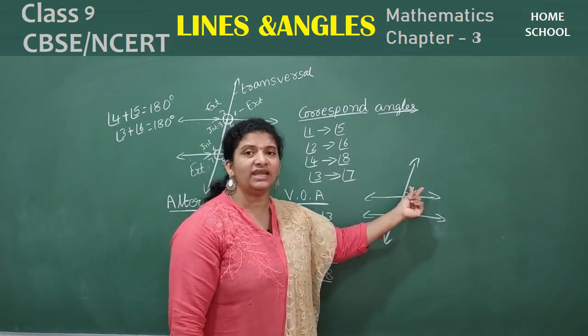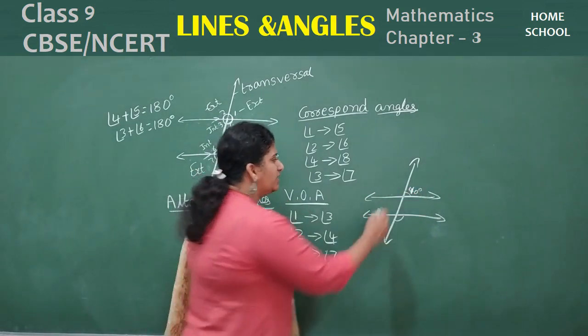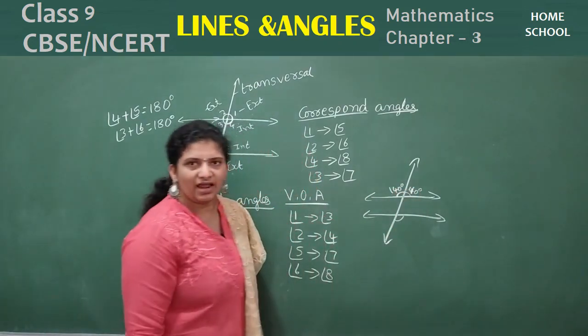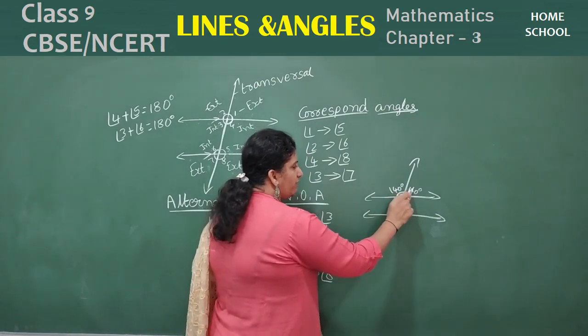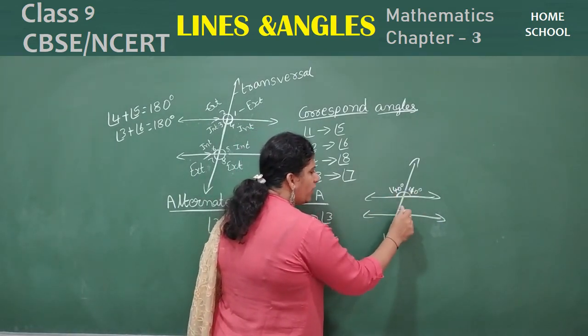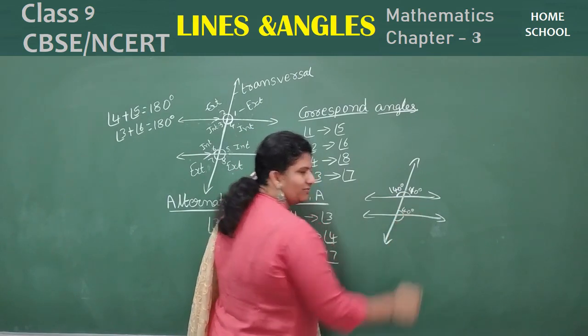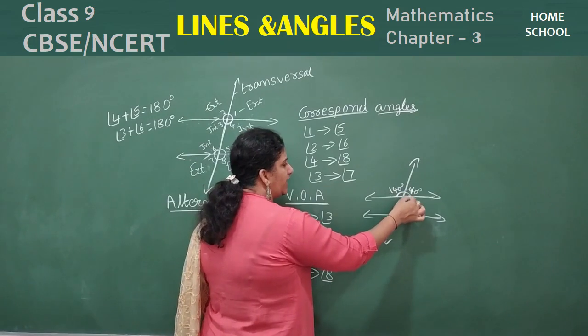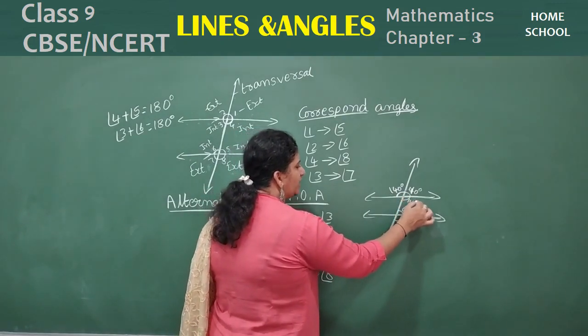180 minus 40, how much? This will be 140 degrees, right? So now look here carefully. Corresponding angles are equal. This is 40. This will be 40. Okay. And now this is 140. Vertically opposite angle, 140 degrees.